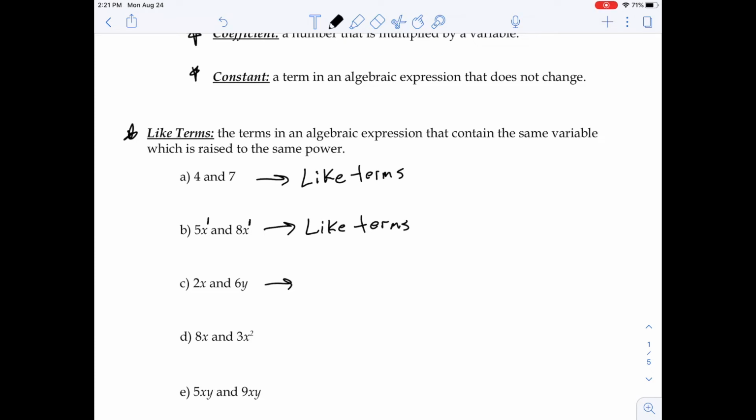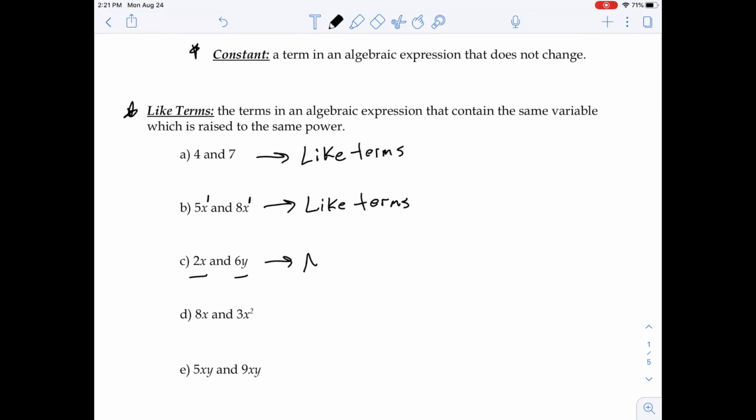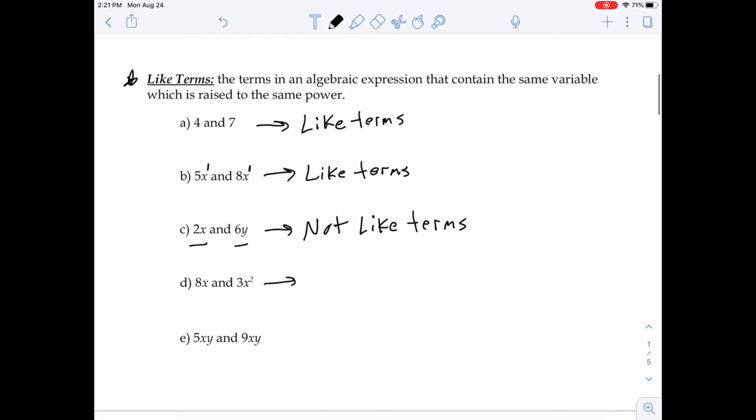And then on C, we have 2x and 6y. They both have variables, but unfortunately they are different variables. So these are not like terms. In part D, we have 8x and 3x squared. They both have the same variable x. The problem is with the exponent. The exponent here is a 1, and the exponent here is a 2. So while they have the same variable, they don't have the same exponent. So these are not like terms.